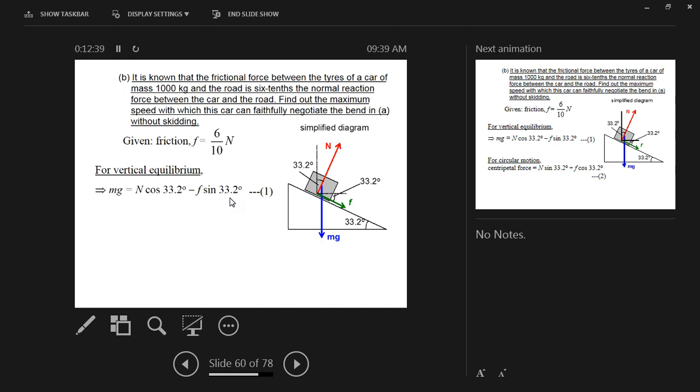But this equation does not give me the speed, so I need to introduce another equation. What equation would that be? I've done vertical, so the next one will be horizontal. Horizontally there will be 2 forces. If you resolve your normal reaction, there will be one component towards the center of the circle, and another component from friction also towards the center of the circle. These 2 components added together must equal the centripetal force. So these 2 components provide the centripetal force.